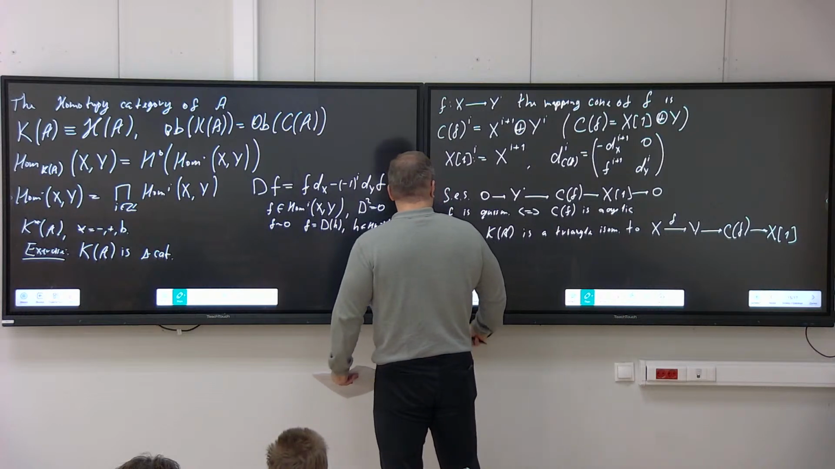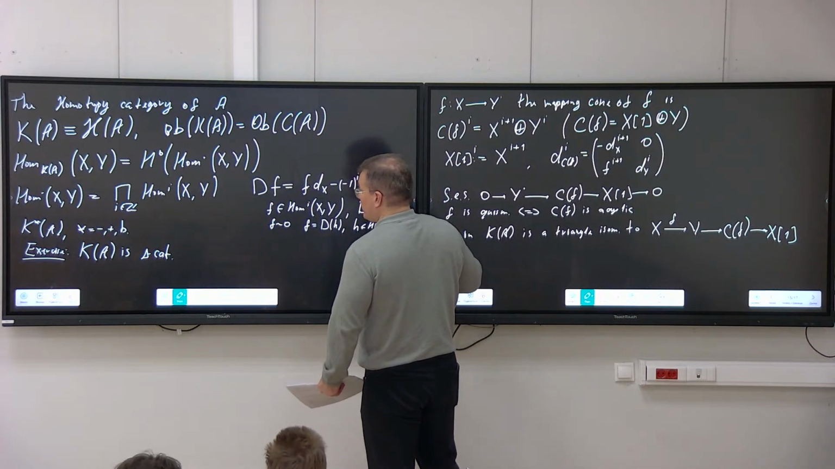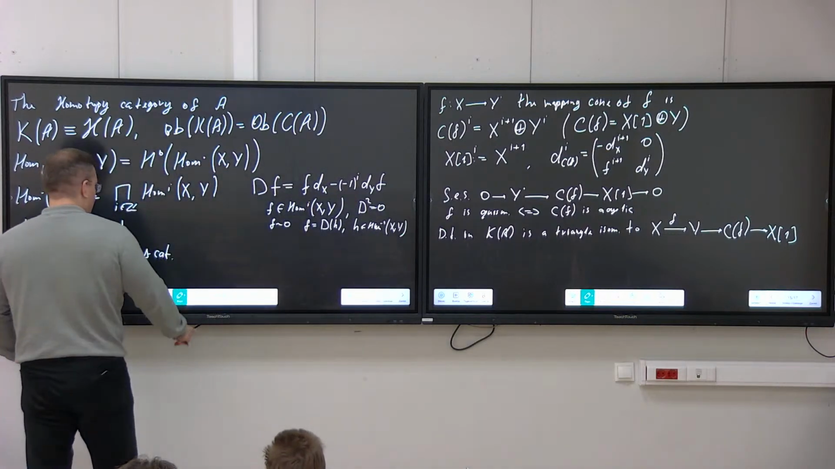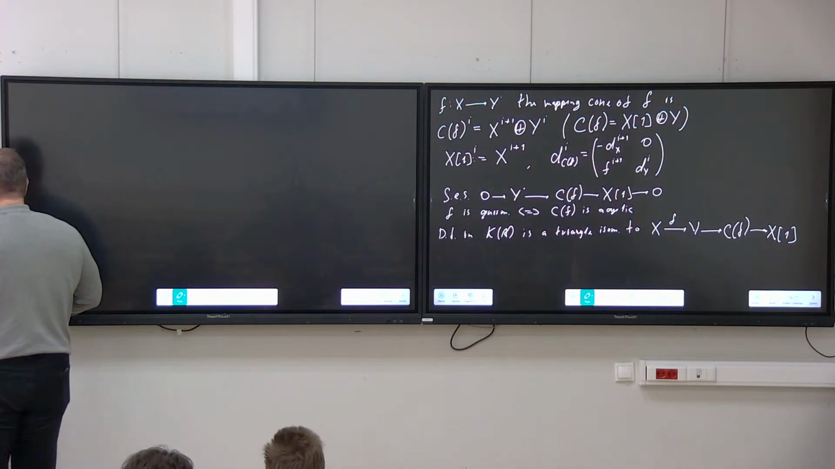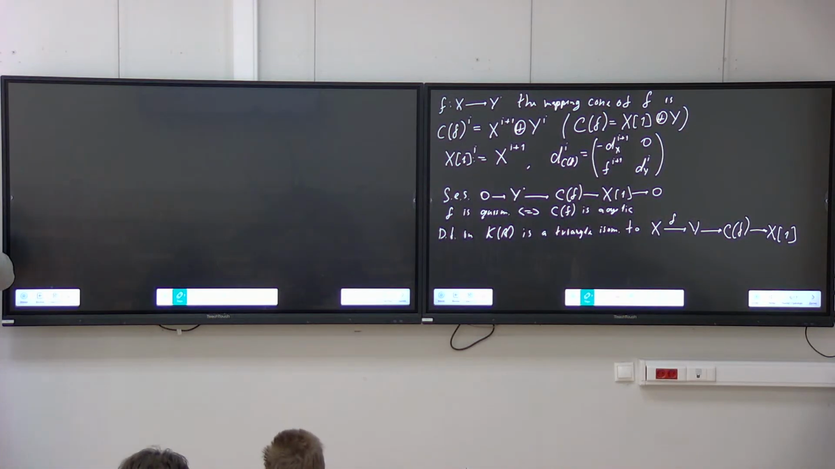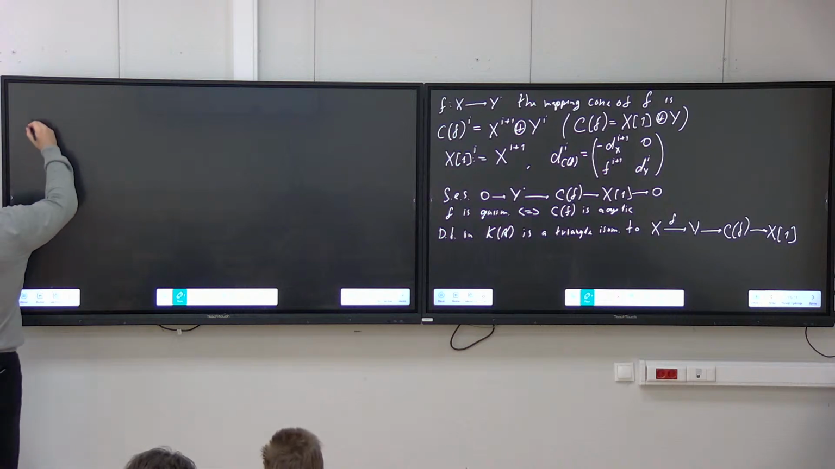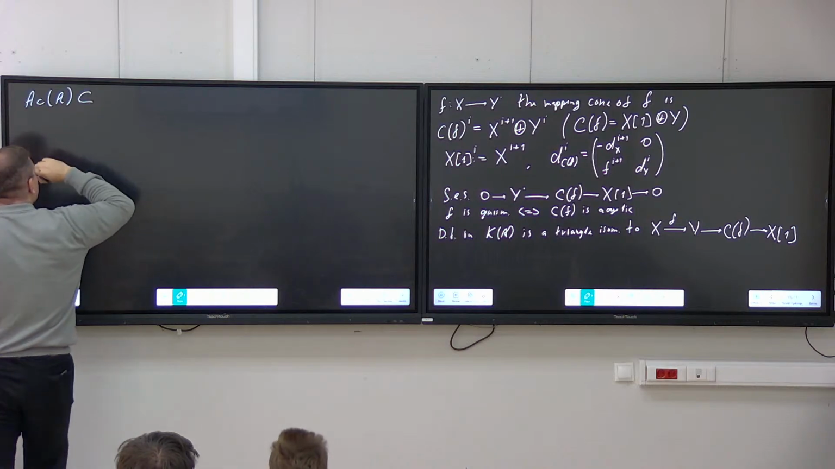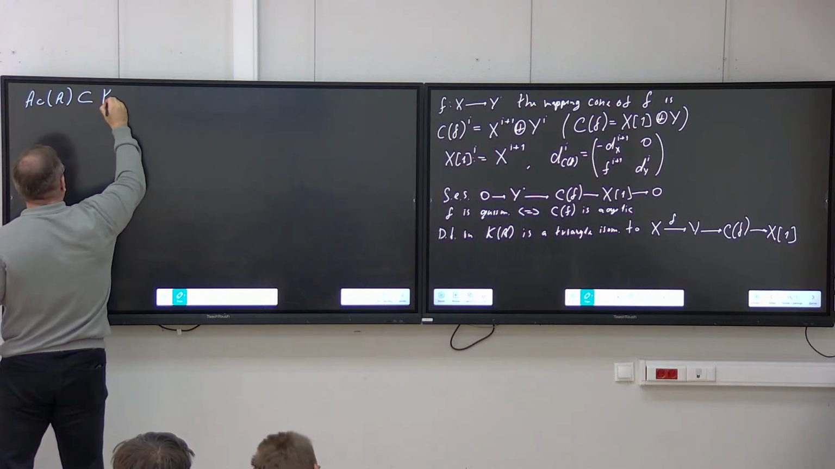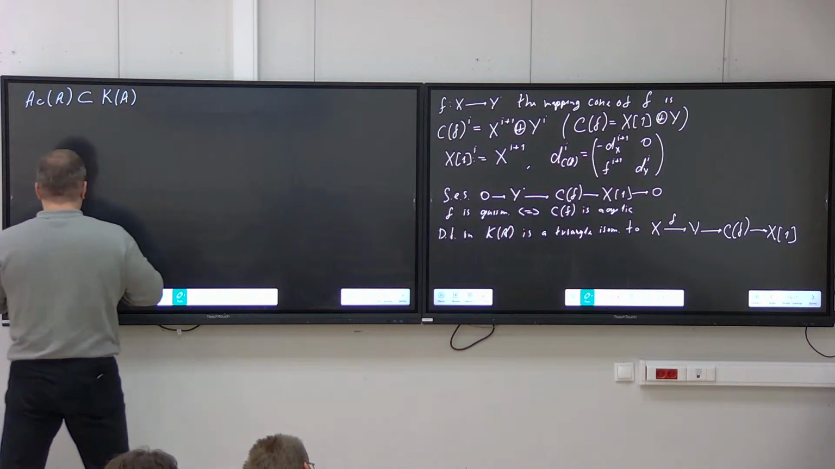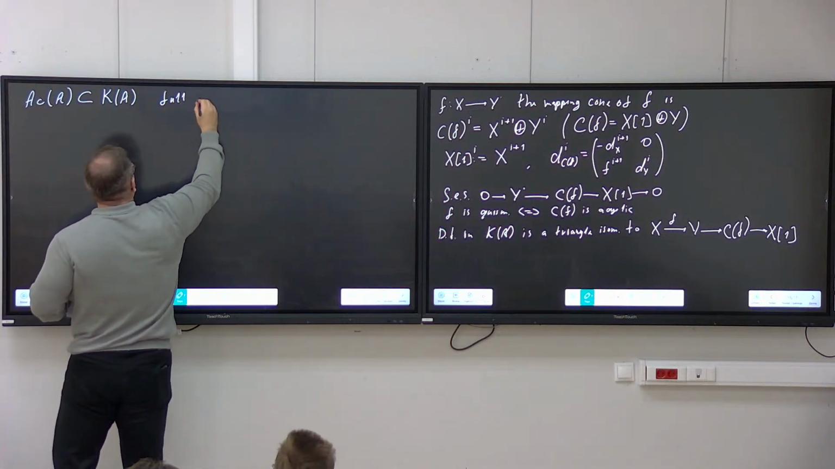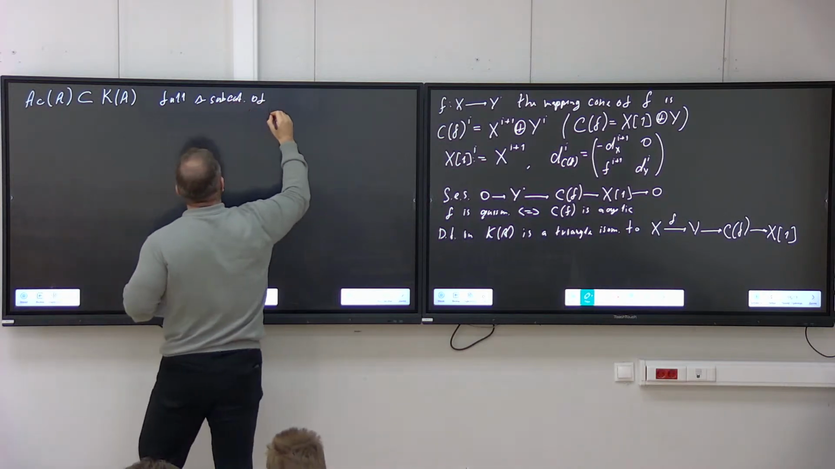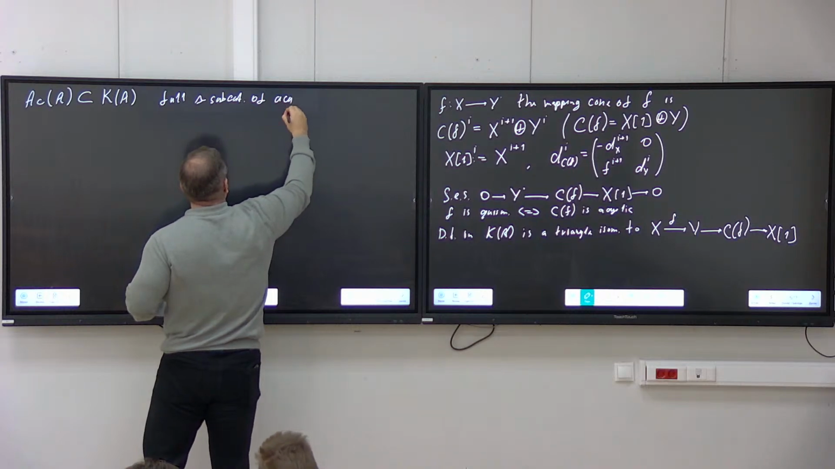Okay, so with this definition of the distinguished triangle, you need to check that the homotopy category is a triangulated category. Again, the first axioms are trivial, and the real pain is the last one. So finally, we can define AC of A. This is a full triangulated subcategory of K of A, the subcategory of acyclic complexes.